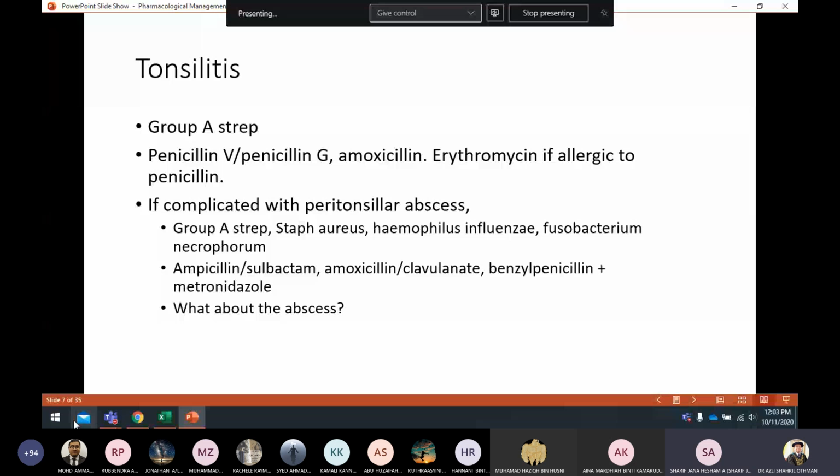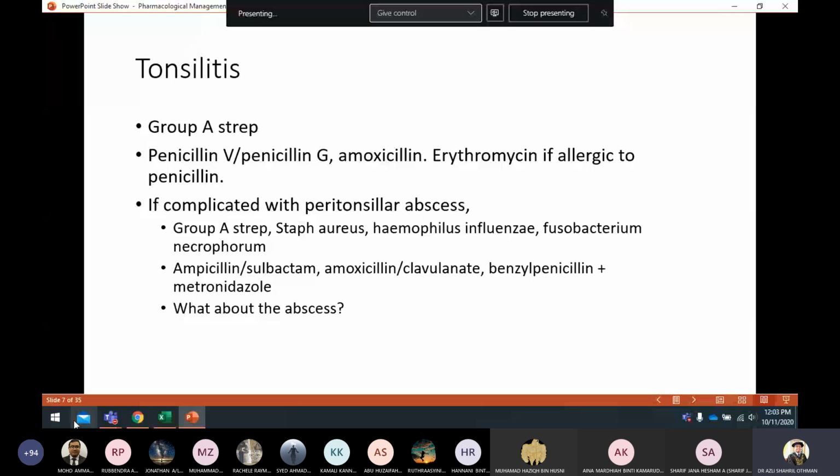If there is an abscess, what do we do to the abscess itself? Drain it. Most basic concept. If there's an abscess, drain the abscess. You cannot just rely on giving antibiotics, well, you can try. You can try giving antibiotics first, but drainage is always an important step to attempt as well.